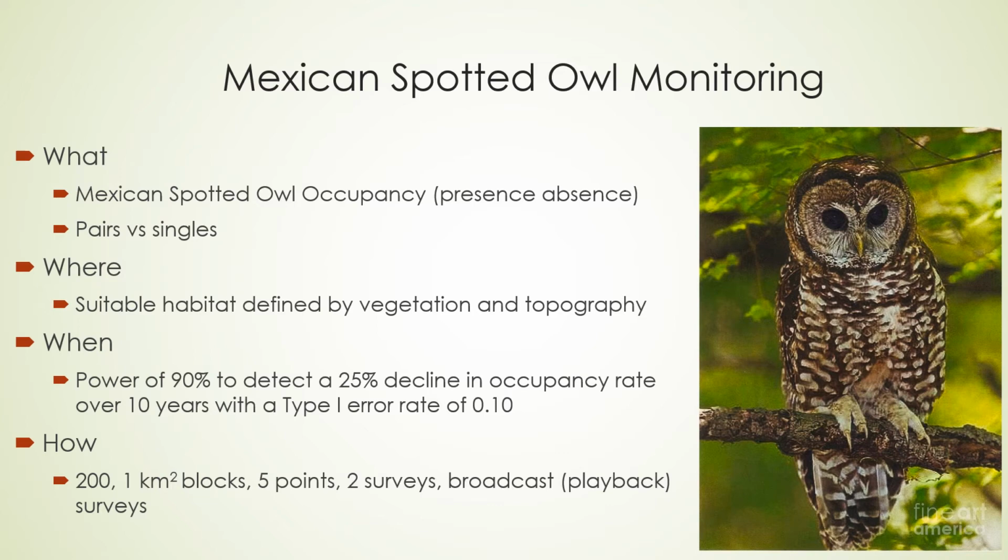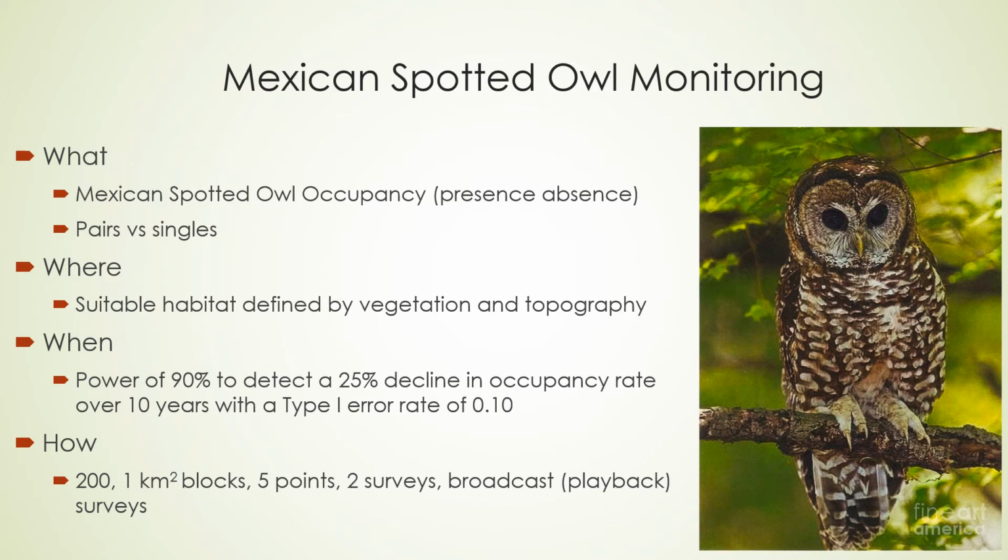When they went through that and using some pilot studies that they had done, they estimated that they needed about 200 sites across this region where they go out and survey owls. And they decided to survey in 1 square kilometer blocks. They placed 5 points within that block, 1 right in the center, and then 4 in the 4 corners, or equidistant to the corners.